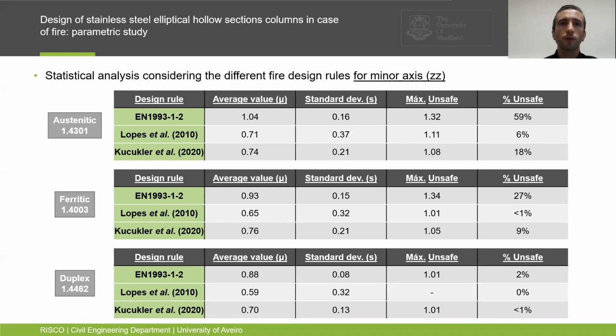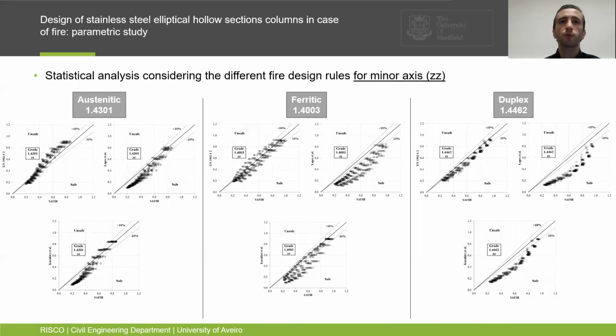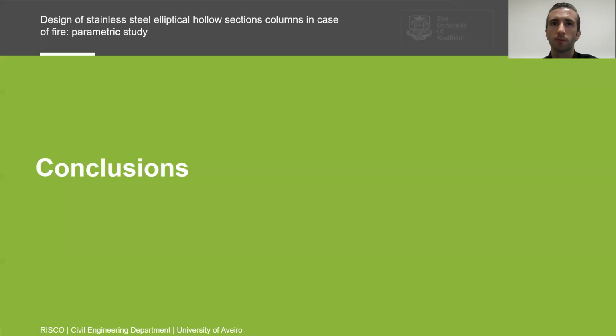In the presented tables are also shown the obtained statistical values for each analytical curve, but considering the results for the minor axis. And from the results presented, it is possible to observe the same conclusions obtained from the analysis of stainless steel profiles axially compressed around the major axis.